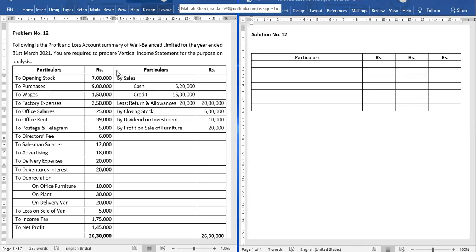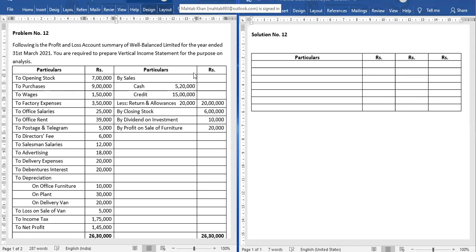This is the sum we will be doing now. Question number 12, which is based on vertical income statement. Following is the profit and loss account summary of Well Balanced Limited for the year ended 31st March 2021. You are required to prepare vertical income statement for the purpose of analysis.